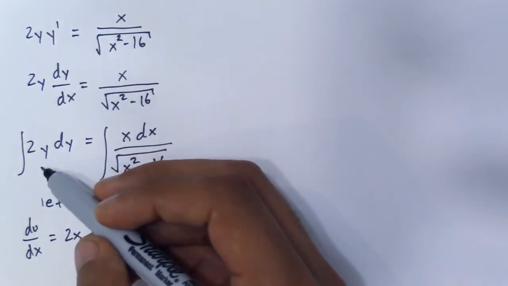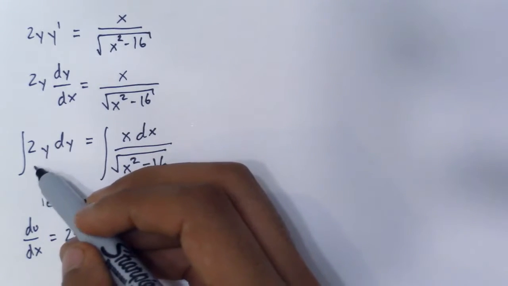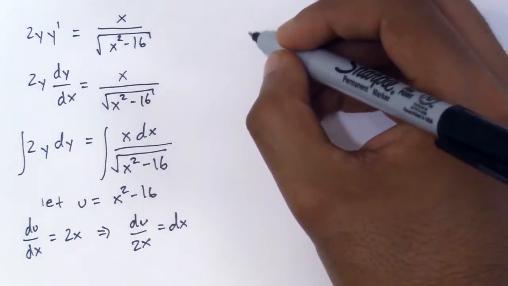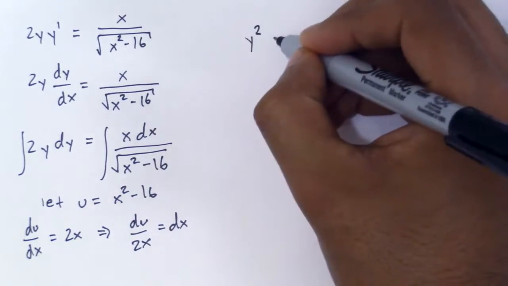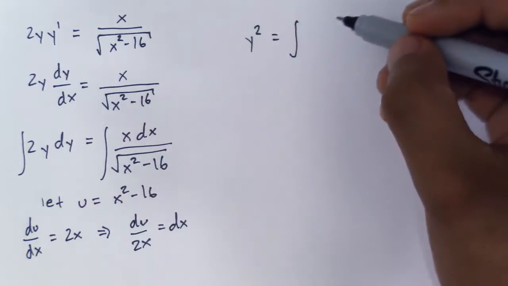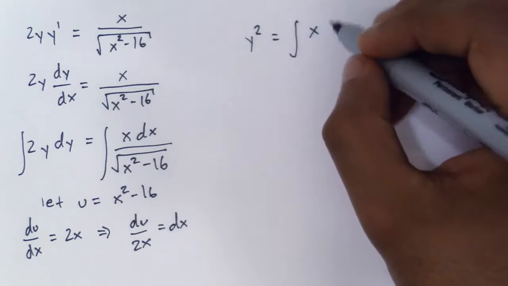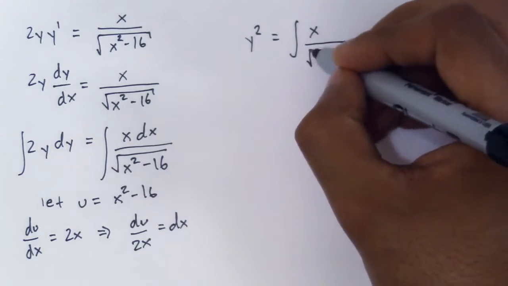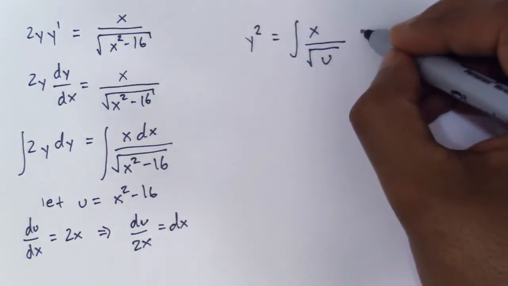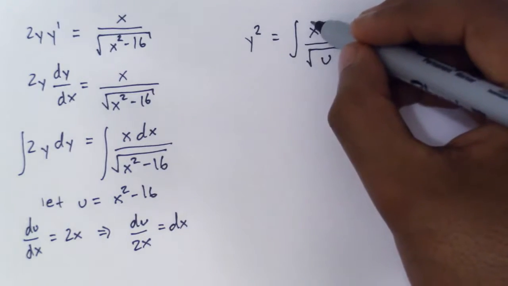So this integral right here is simply: add 1 to the exponent, which is 2, and divide by the new exponent, which is 2. So we can rewrite that integral as y squared equals, now we're going to do all the u substitution. We're going to take the integral of x times the square root of u times dx, which is du over 2x, and these x's cancel.